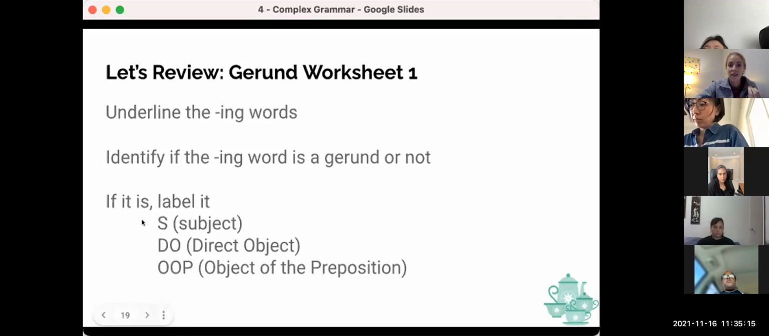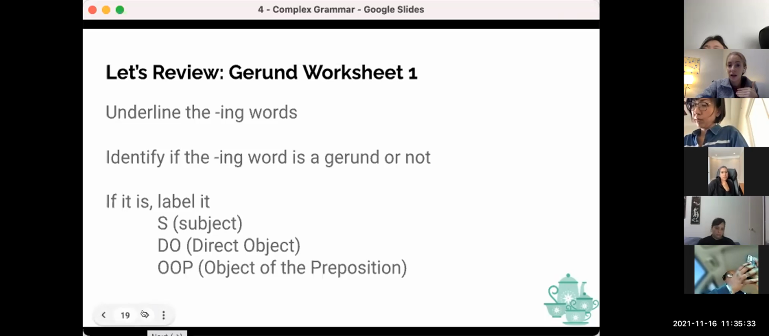And when we find the ing gerund, we're going to think of it: is it the subject, the object, or the object of the preposition? The direct object means that it just comes right after the verb of the sentence.